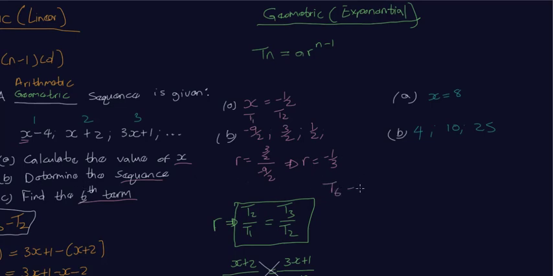So term 6 is equal to a, which is the first term, minus 9 over 2, times r, which is minus 1 over 3, to the power of n minus 1, which is 6 minus 1. On my calculator, term 6 is equal to 1 over 54. So term 1, term 2, term 3, and then term 6 is 1 over 54.